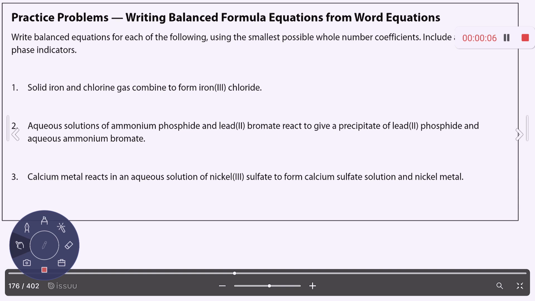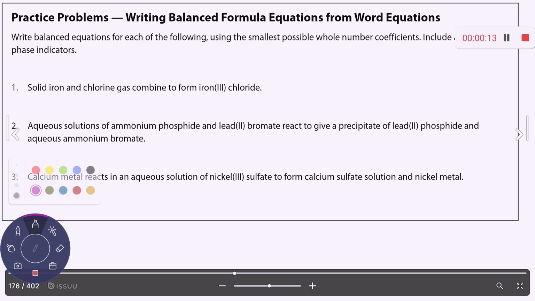All right, now this is writing balanced chemical equations from words. And this can be challenging. So I'm going to walk you through a few of these, and then I just gave you some practice. The first page is balancing. The second page is writing balanced equations from word equations. The key is on the back, okay?